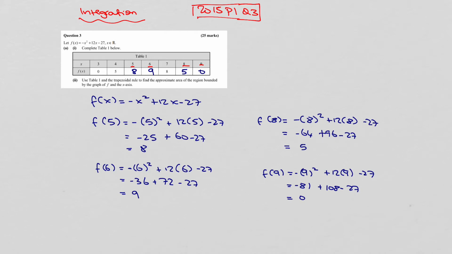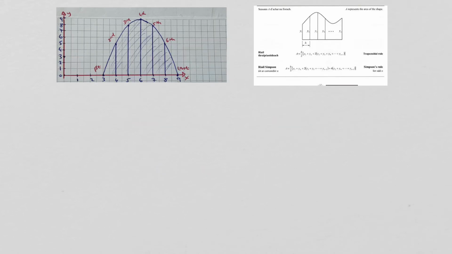So now that we've done the table, we have to use the table and the trapezoidal rule to find the approximate area bounded by the graph and the x-axis. What does that look like? Well, if we do a quick sketch of our graph, we can see it's an N-shaped quadratic. If we go to page 12 of our maths tables, we have the trapezoidal rule, which says the area is approximately equal to, and it's always important to use approximately here, h over 2, which is the width of our trapezoids, and then we have the first height plus the last height plus twice the sum of the rest.